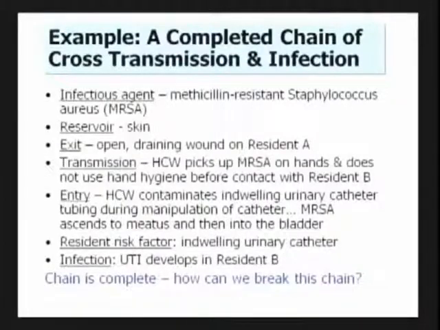So we've got the infectious agent here would be methicillin-resistant Staph aureus or MRSA. The reservoir would be one of the residents' skin is colonized. They don't have active infection, we talked about colonization earlier. There's got to be a way for that Staph aureus or the MRSA to leave that one resident. So let's say they have an open draining wound on resident A would be a good example. They have a Staph aureus skin infection. It was cultured and it showed methicillin-resistant Staph aureus was present in that draining wound.